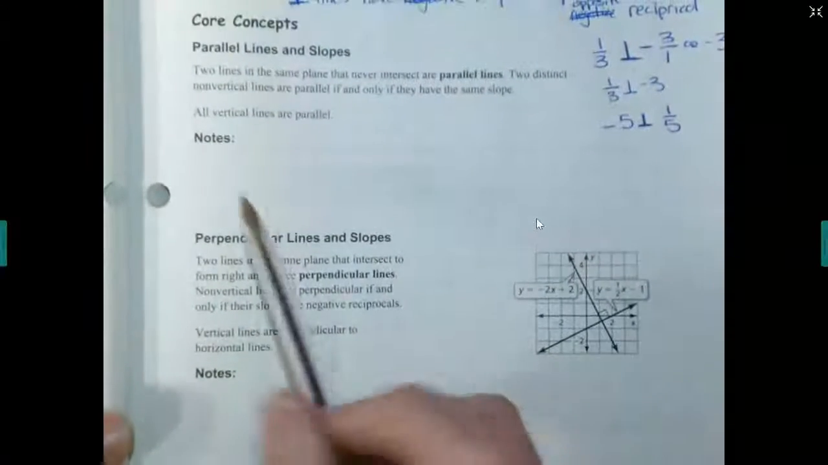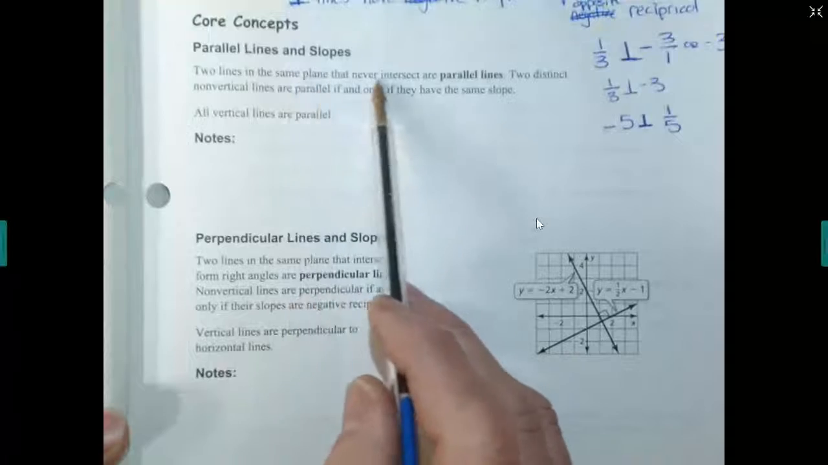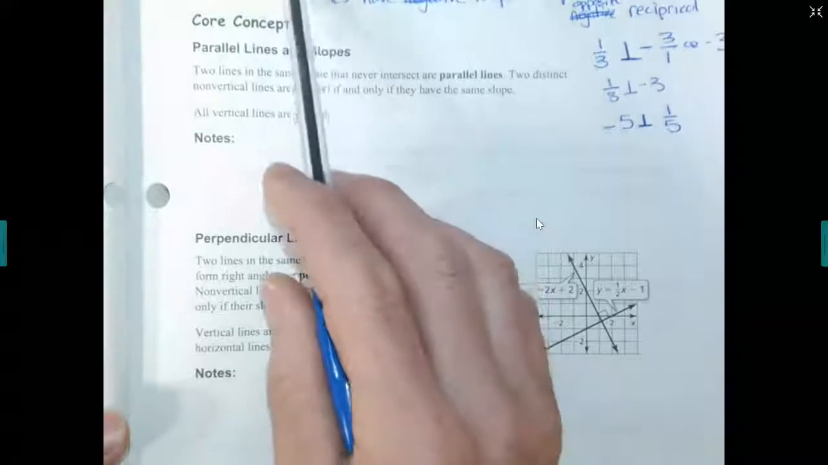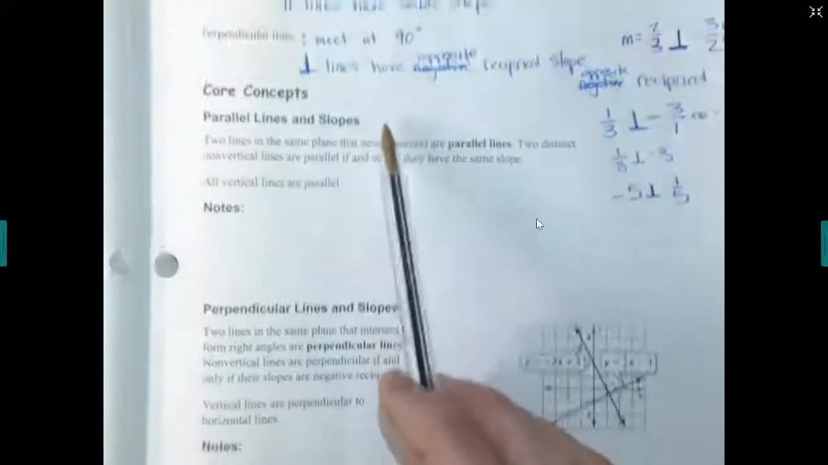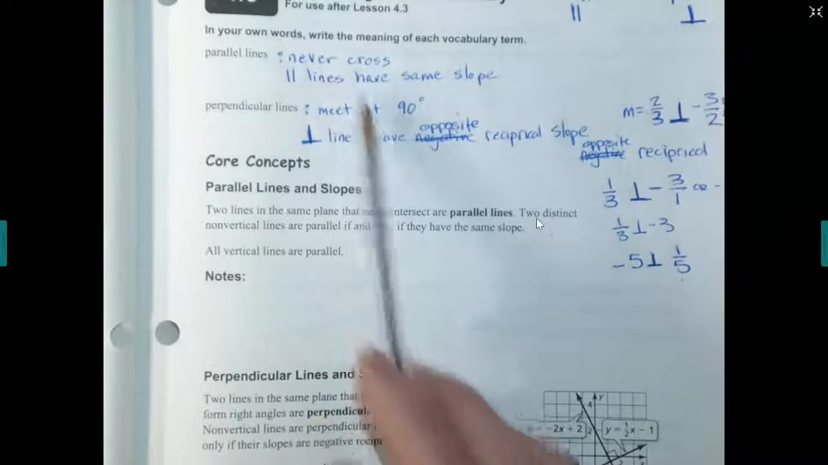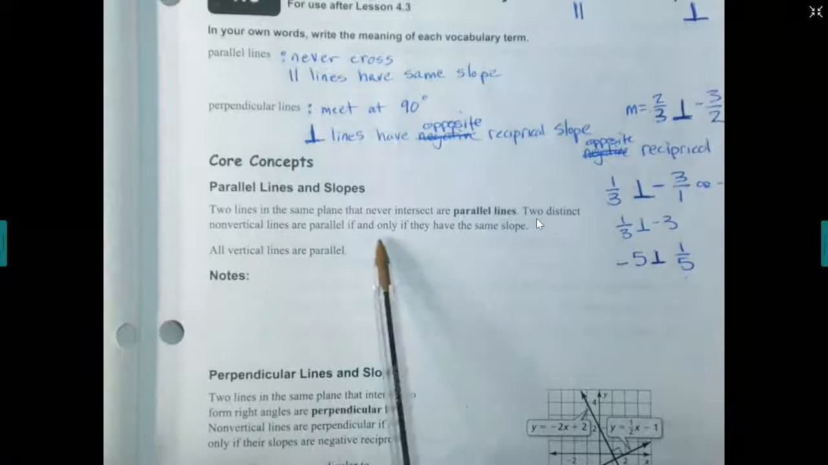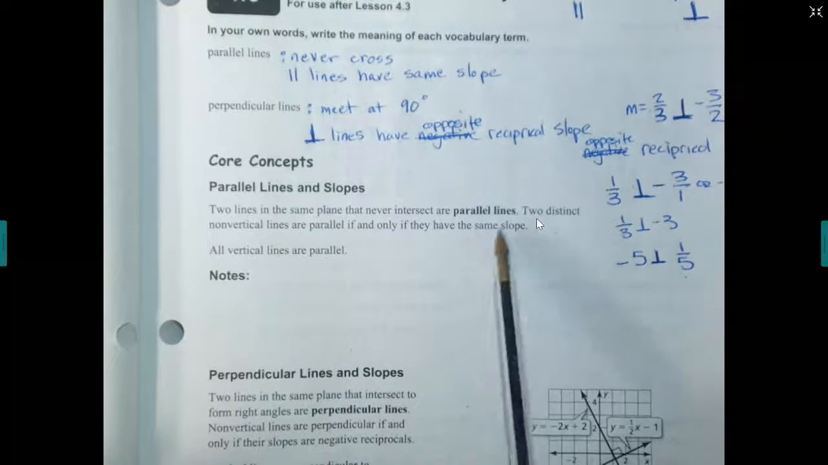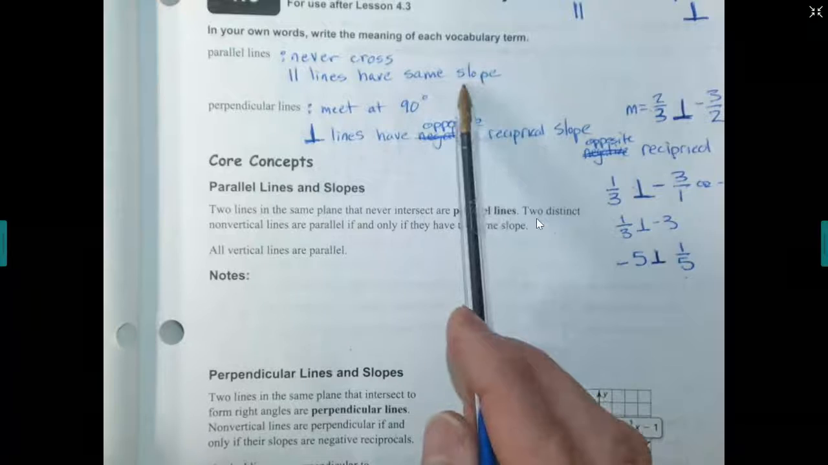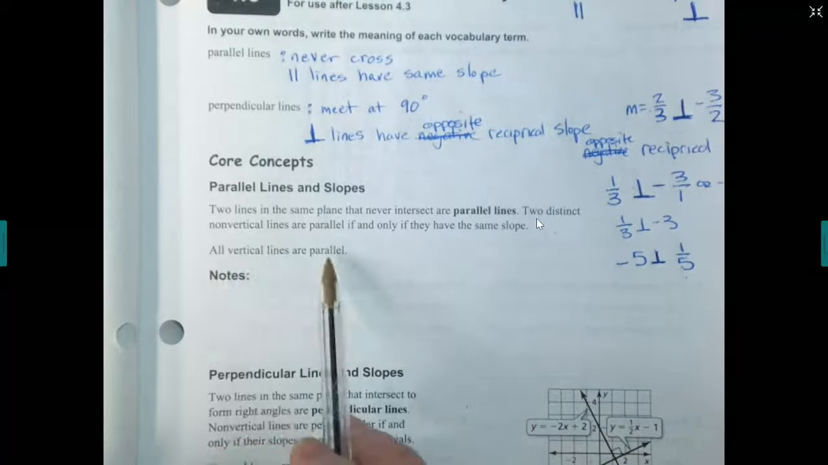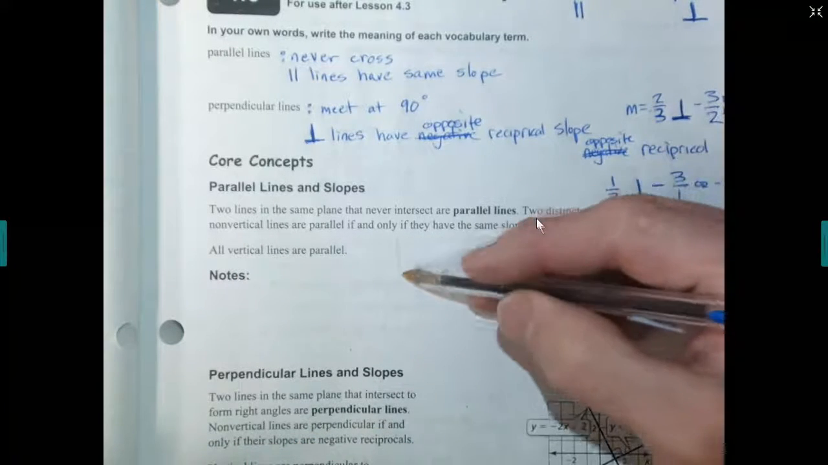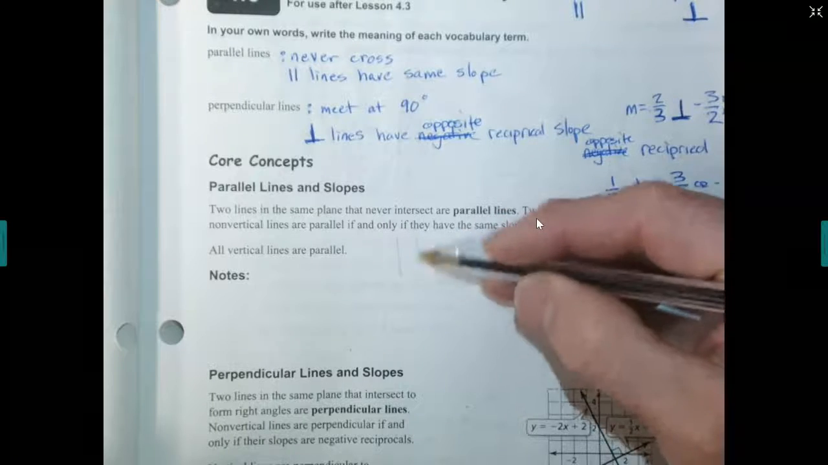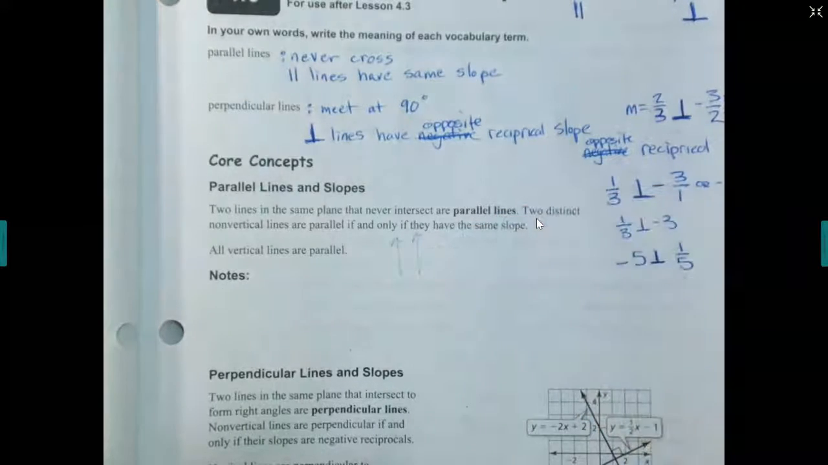All right. If we look down here at the core concepts, two lines in the same plane that never intersect are parallel lines. Never cross, never intersect. Two distinct non-vertical lines are parallel if and only if they have the same slope. All vertical lines are parallel, meaning that if it's a vertical line and there's another vertical line, they are in fact parallel.